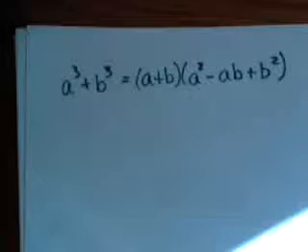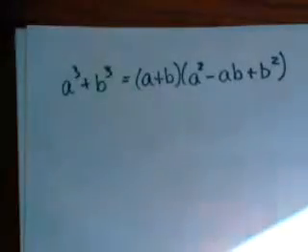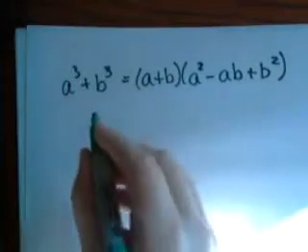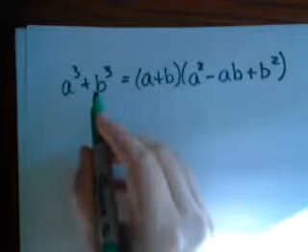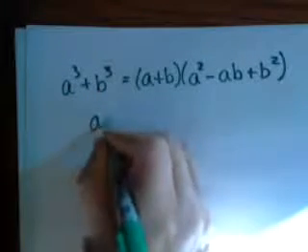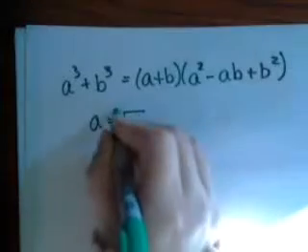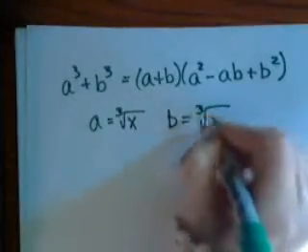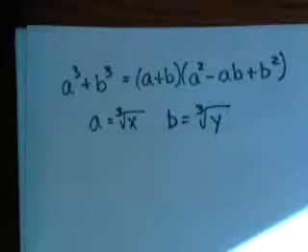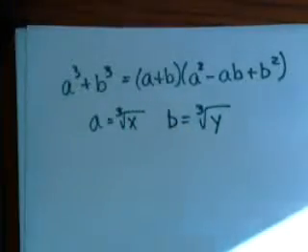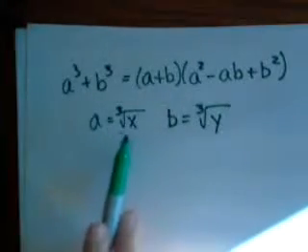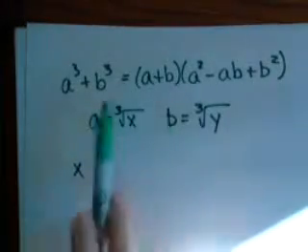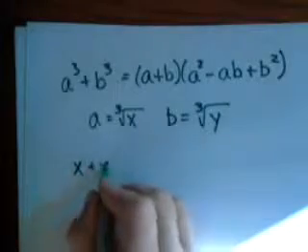Don't forget that. But let's say we want to change that up a little bit, and I'm just going to do a simple substitution here to help you see something that the book did, just in case you didn't quite catch it. I am going to say that a is equal to the cube root of x, and b is equal to the cube root of y. When I make that substitution, I need a cubed. The cube root of x cubed is just going to be x, and the cube root of y cubed is just going to be y. So I have x plus y.